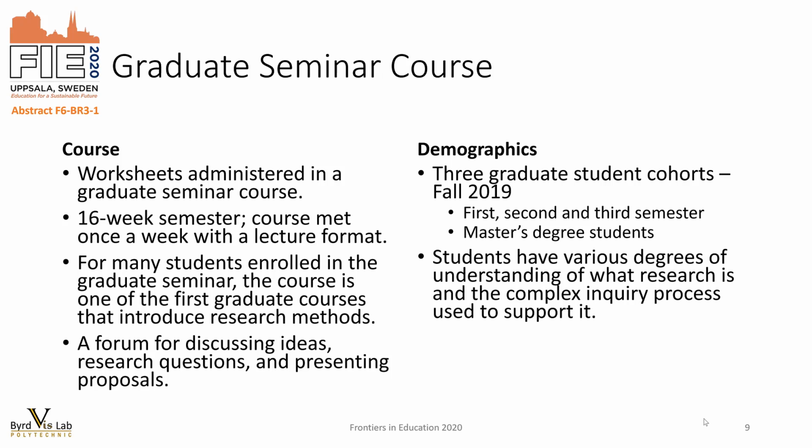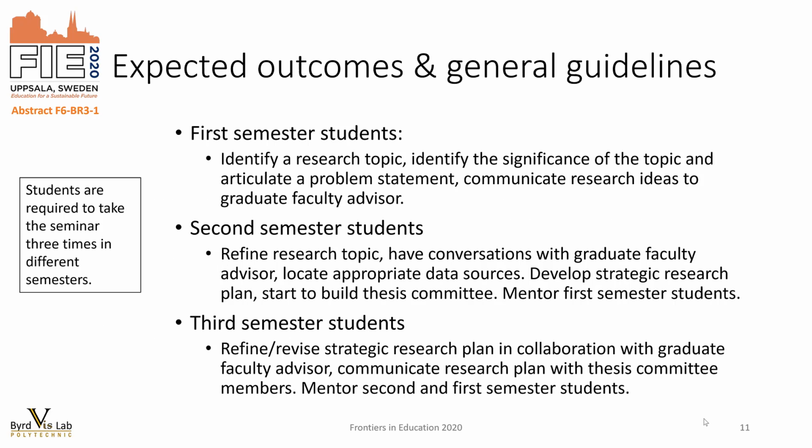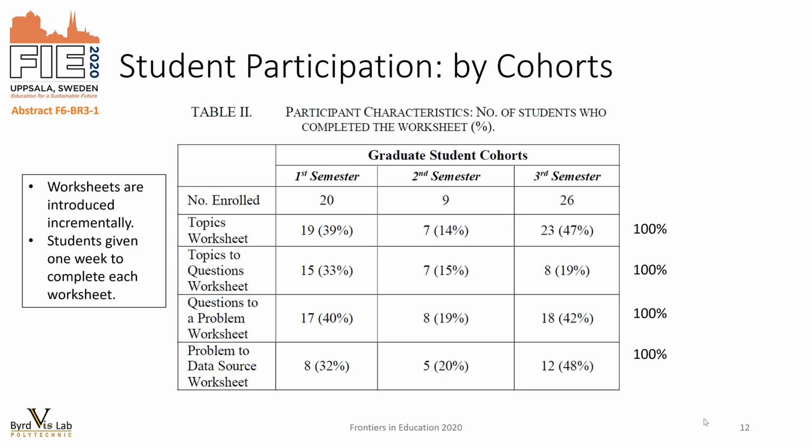Students have various degrees of understanding of what research is and the complex inquiry process used to support it. Students are required to take the seminar 3 times in different semesters. Expected outcomes and general guidelines vary depending on which semester the student has enrolled in. Each student will identify and find their research topics, develop and communicate a research plan with their thesis committee members. Worksheets are introduced incrementally.